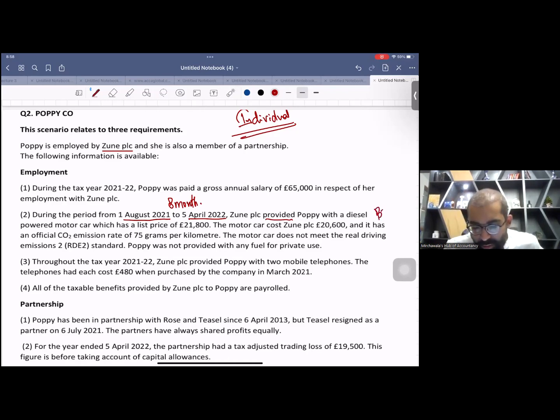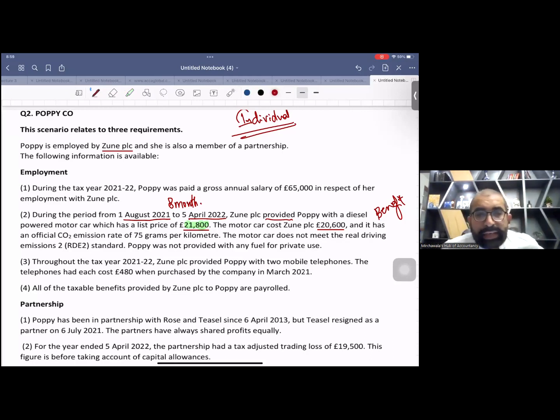This topic is benefit. Now, Poppy was provided with a diesel powered motor car with a list price of 21,800. The motor car cost Zune PLC 20,600. Very interesting thing: always take the price before trade discount. So 21,800 is the relevant price. According to the rules, you have to take the price before trade discount.